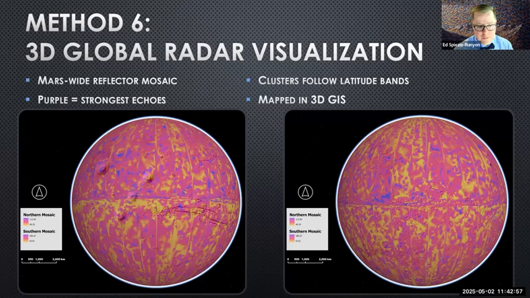But as you look at these images, I think it's important to remember the weakest signals shown here as yellows are still among the top 5% of radar reflectors across the entire planet, which could suggest that water in some form or another could be far more ubiquitous across the planet than we've imagined.